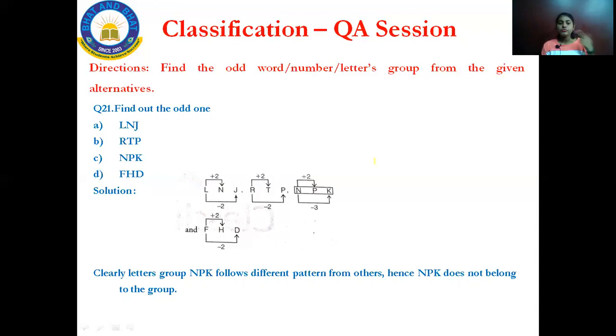That is 2. And then come to the options. RT, that is R after T, that is 2 numbers. Again subtract it by the 2 numbers. And NPK, see N and K, the difference is 3, not 2. And then F and D, the difference is 2. But see what is the correct option there. When compared to options A, B, C, all others will be having the addition and subtraction of 2, but NPK it is 3 numbers. All others, NPK does not follow the group.